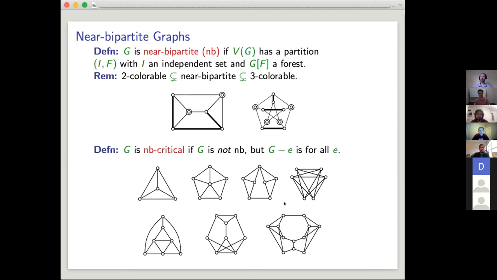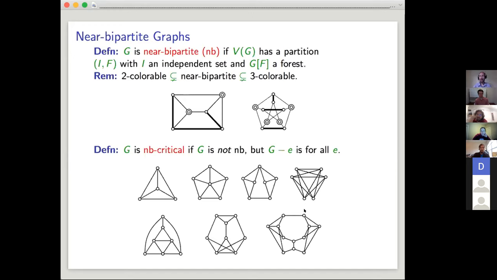This is K222, which is three colorable, but up to isomorphism, there's only one coloring. You use color one here, color two here, color three here. Even if you were to delete an edge, up to isomorphism there's only one edge you can delete, say this one. It's an edge transitive graph. If you delete this edge, you'll still get the four cycle that goes between color classes two and three, right? So this is a graph that's three colorable, but it's not near bipartite. It's near bipartite critical, but it's three colorable, I guess is the way I want to say it.